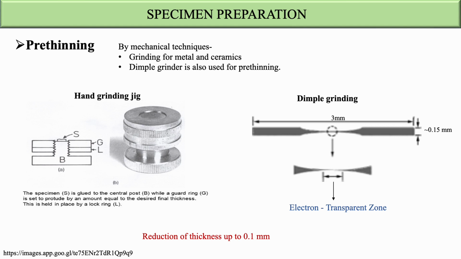parallel to each other. The sample is placed in the center where it is written as S, and this G, the guard ring, is responsible for the final uniform thickness of the sample. Here the dimple grinding is used, which basically reduces the thickness from the center of the specimen, and then final thinning takes place. So these two mechanical techniques can be used to reduce the thickness to 0.1 millimeter.